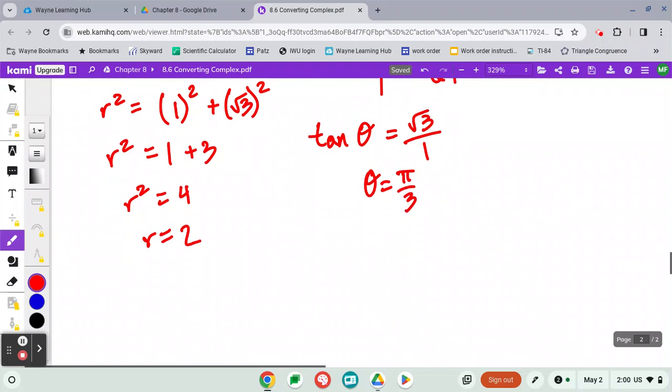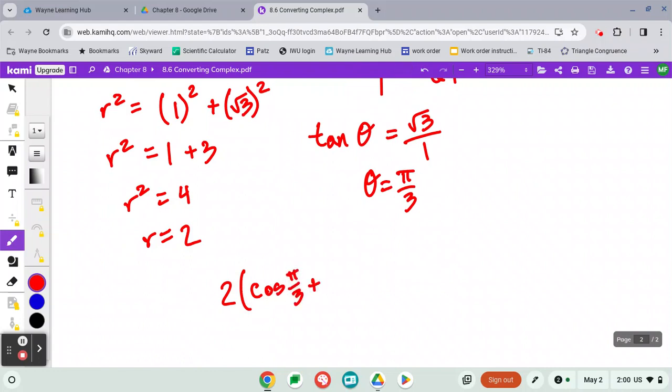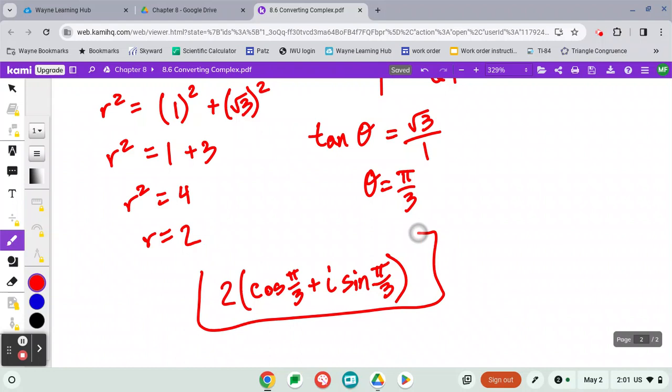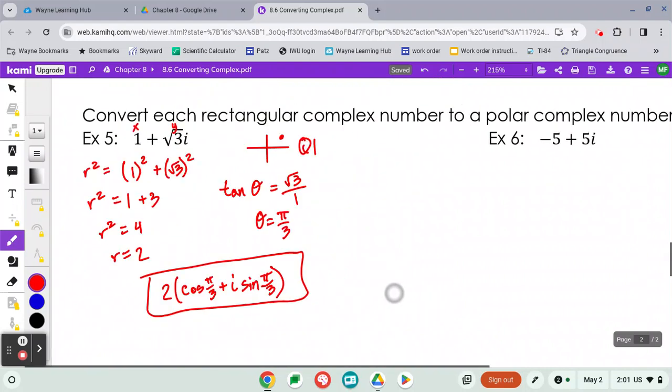So now we need to write our answer. Remember, the 2 goes out front, then parentheses, cosine pi over 3 plus I sine of pi over 3. All right, and that would be our answer. So the process is exactly like what we did before. It's just you're writing it in complex form now.